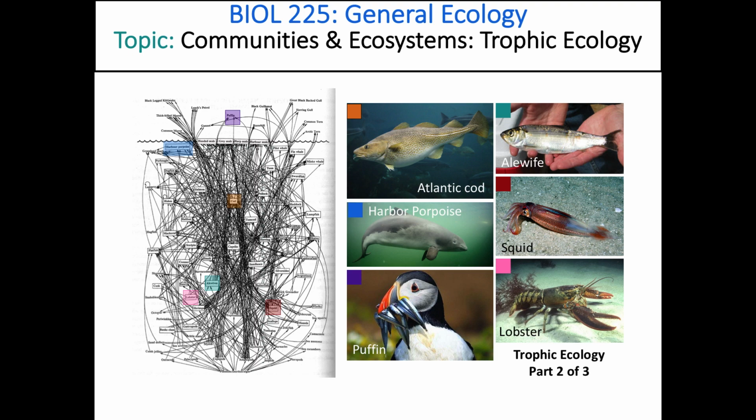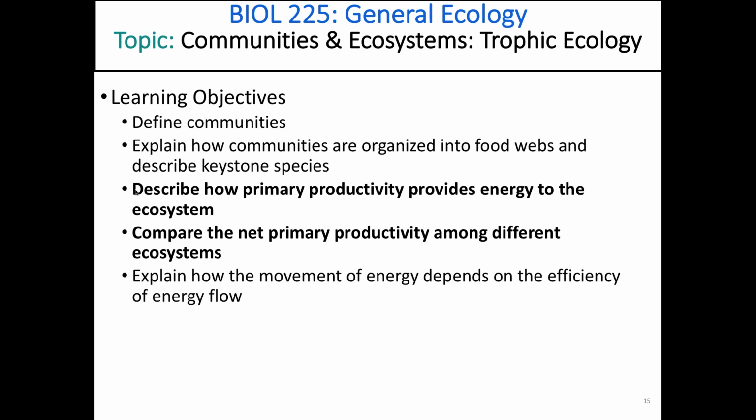Welcome to part 2 of 3 for the topic Trophic Ecology. In this topic, we're going to go through the next 2 learning objectives. We're going to look at describing how primary productivity provides energy to the ecosystem and compare the net primary productivity among different ecosystems. And so here we're taking that jump from communities to ecosystems, but you'll see very quickly how related primary productivity is to food webs and keystone species.